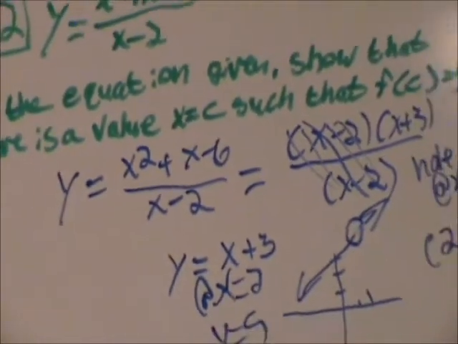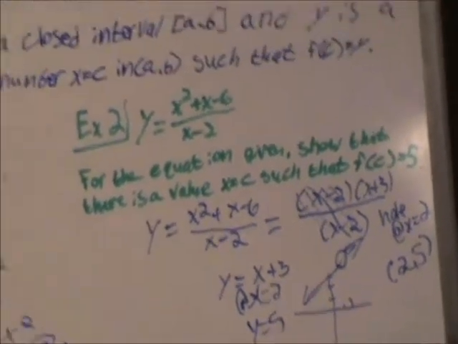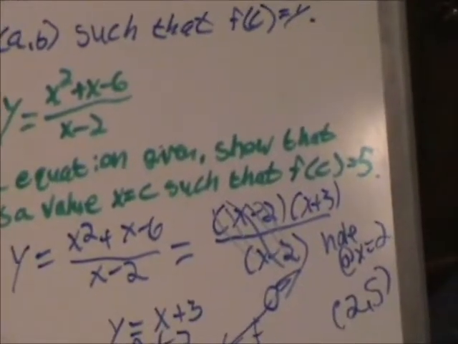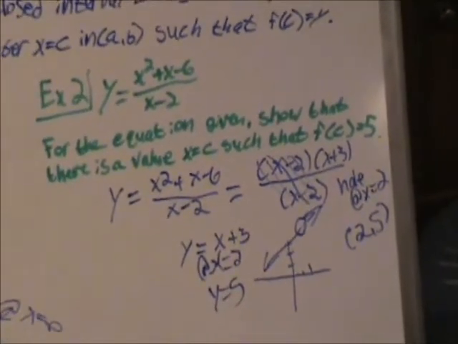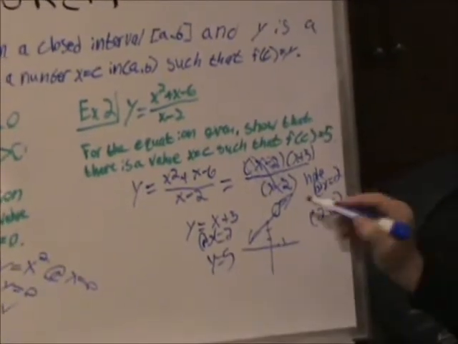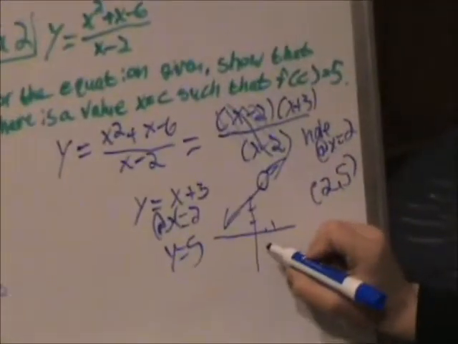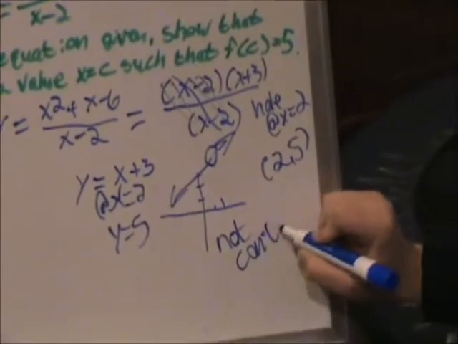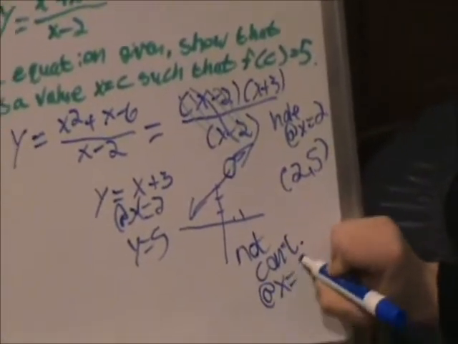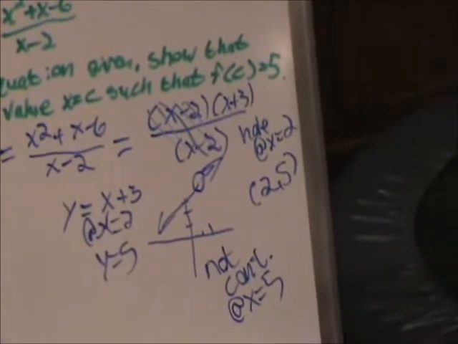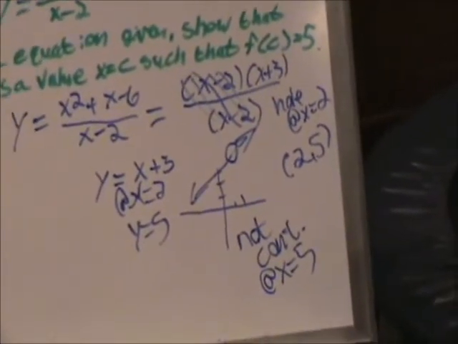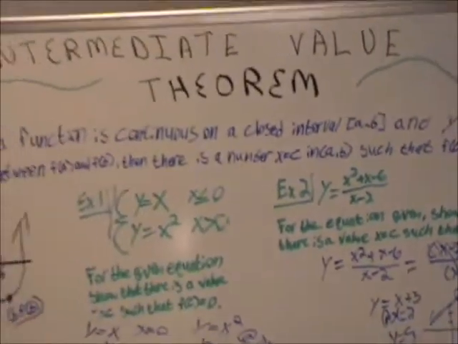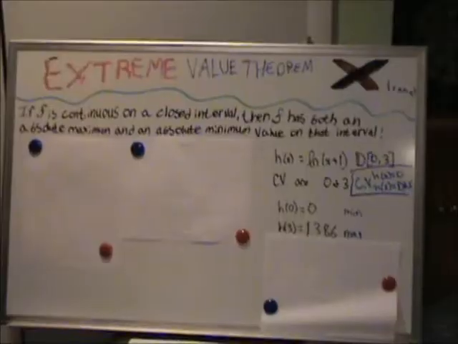Let's go back to the question now. For the equation given, show that there is a value x equals c such that f of c equals 5. Well, we can't. There's a problem. This function is not continuous at x equals 2. Therefore, the intermediate value theorem does not apply, and there is no guarantee that there is a number that will satisfy that.